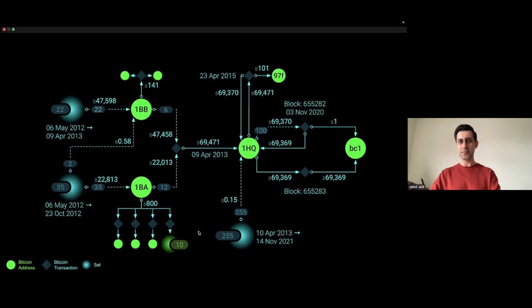I summarized a lot of transactions. I only included transactions that were related to this, and the transactions that were not related, I excluded. I grouped some of the nodes and edges, so I basically simplified it. But the actual graph is this.